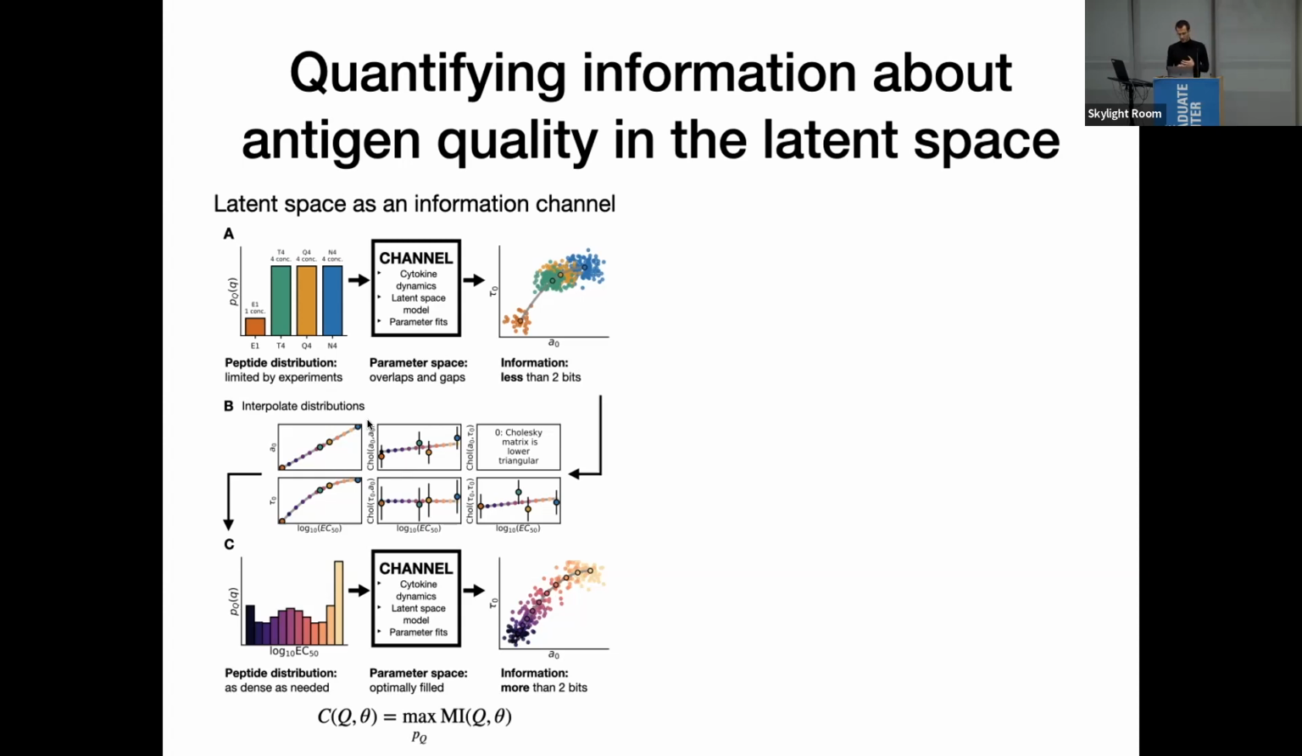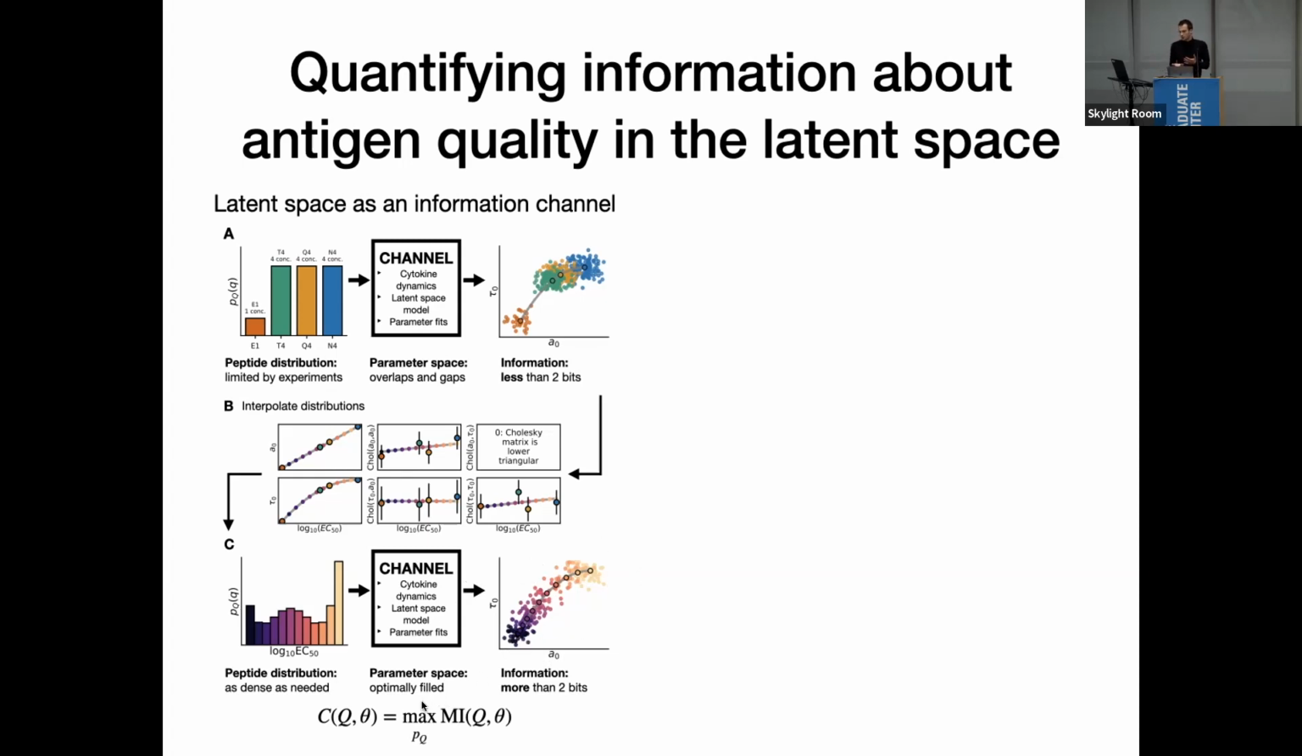We realized that the amount we could get from that calculation was limited first by the distribution of peptides available experimentally. We only have a finite set of peptides we can test. And this means we don't necessarily fill optimally the parameter space here. So we designed a procedure where we fit the parameter distributions for experimental peptides and then interpolate these parameter distributions as a function of peptide quality, such that we can now generate parameter values for arbitrary antigen qualities, even those that are not present in the training set of peptides. And this allows us then to optimally fill the parameter space, so that we can maximize the mutual information.